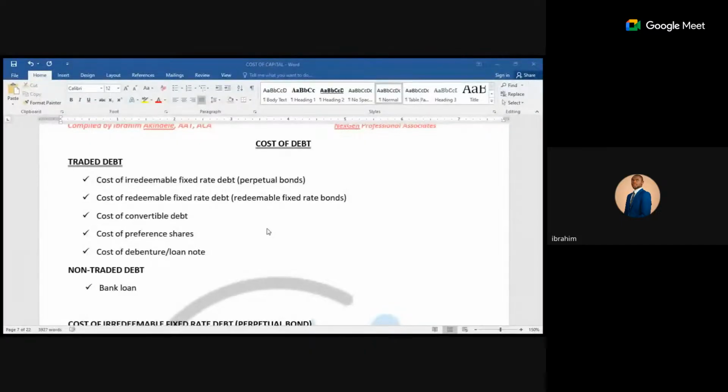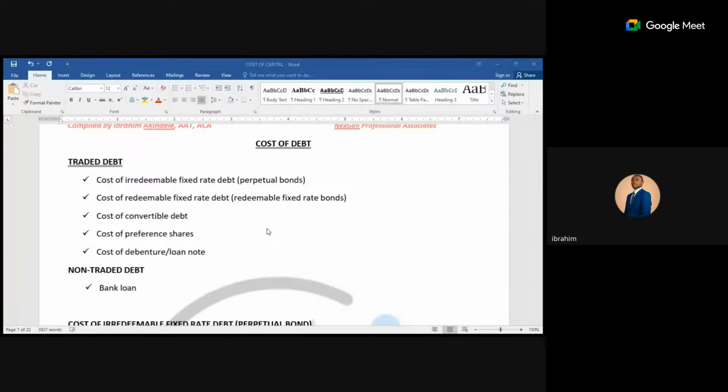Now, cost of debt, right? Cost of debt is the cost to the firm, and the return to the debt holder. Cost of debt requires the company to pay back the interest and principal to the debt holder at the date of maturity. You pay me back because there is an obligation, there is an agreement, there is a covenant.